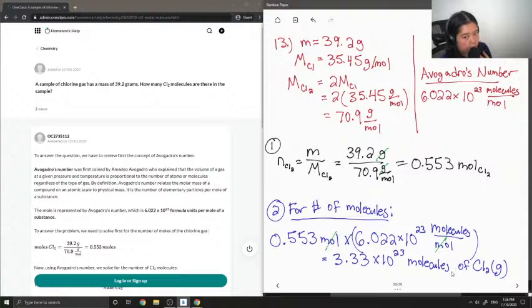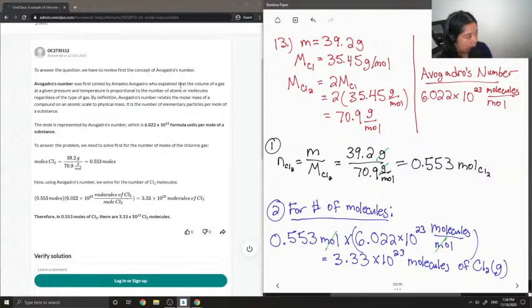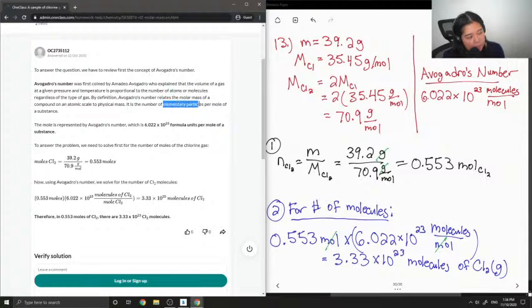Okay, so let's see what our junior tutor said. To answer the question, we have to review first the concept of Avogadro's number, first coined by Amedeo Avogadro, who explained that the volume of a gas at a given pressure and temperature is proportional to the number of atoms or molecules regardless of type of gas. It relates the molar mass of a compound on an atomic scale to physical mass. It is the number of elementary particles per mole of substance. So what they mean by particles is it can be like molecules or photons.